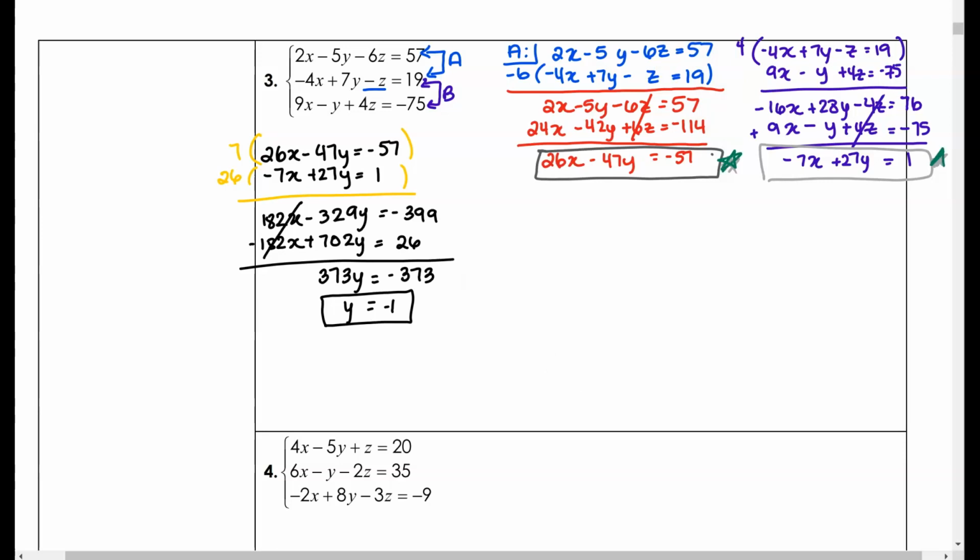Now that I have my first value, I'm going to come back to these starred equations, and I'm going to pick one to plug my y into in order to get the other one. So I'm going to use this one just because it has a smaller value. So negative 7x plus 27 times negative 1 equals 1. So negative 7x minus 27 equals 1. I'm going to add 27 to both sides, so negative 7x equals 28. Divide both sides by negative 7, and I end up with x equals negative 4.